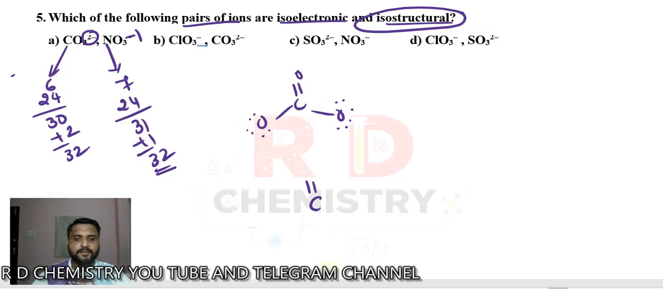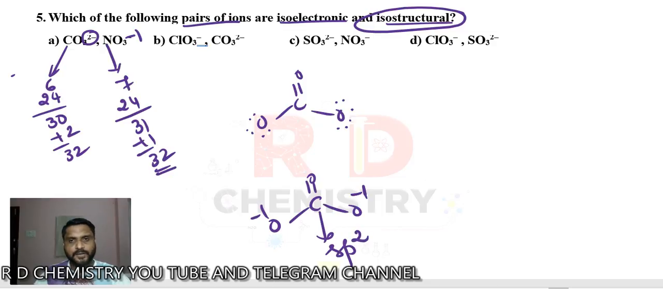Or I can write it with the charges. So minus one charge, total charge is minus 2. So this is sp2 hybridized here. Okay. So it has a trigonal planar shape.